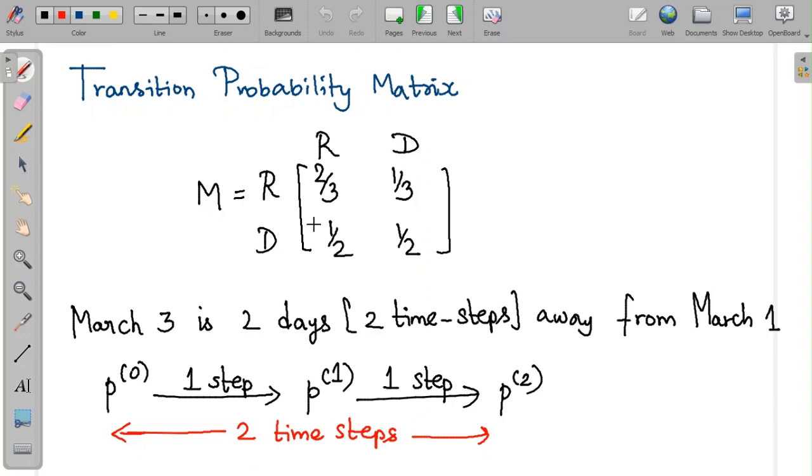Similarly, a dry day followed by a rainy day has a probability of half, and a dry day followed by a dry day also has a probability of half. So this is the TPM, and we use this TPM to arrive at the required answer.